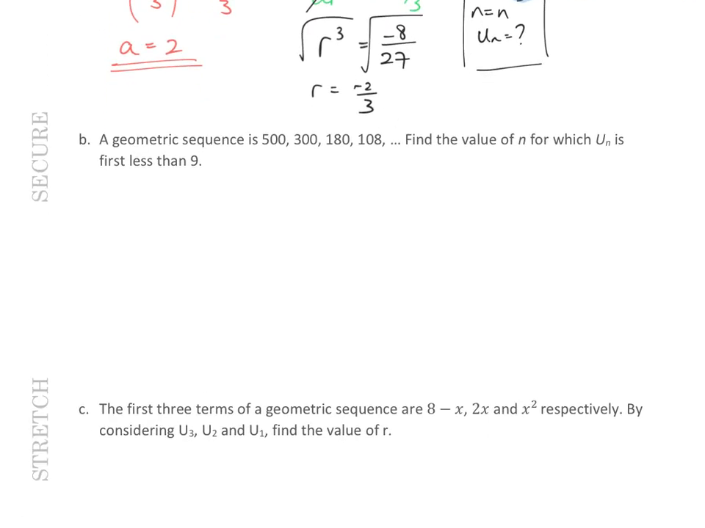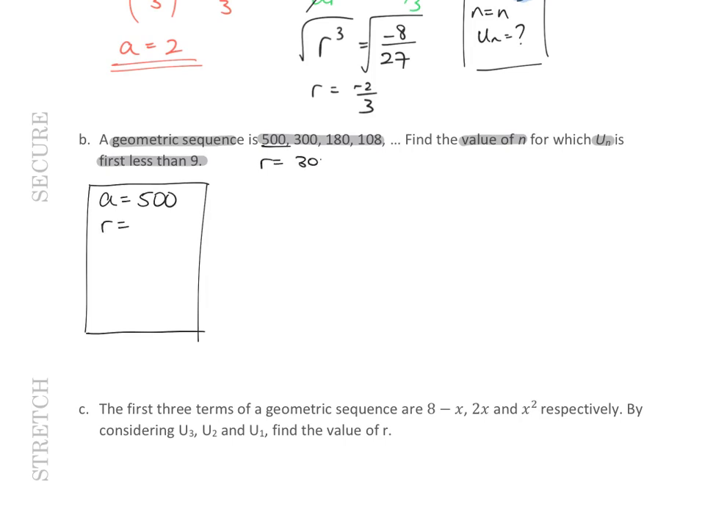Okay, B. Geometric sequence is this. Find the value of n for which un is first less than 9. Okay, so, box. A equals 500. R equals U2 over U1, or 3/5. The value of n, so n is what we're looking for, is less than 9. So un is 9.